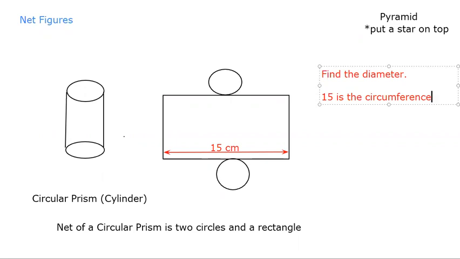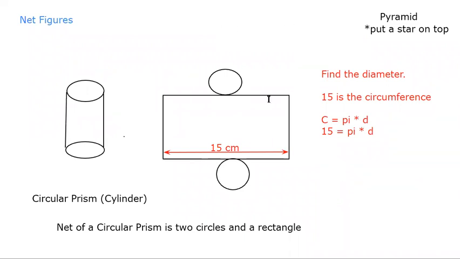So we know the circumference is pi times the diameter. So 15 equals pi times the diameter, just divide by pi. So the diameter is about 5, somewhere around there. 15 divided by 3.14, a little less than 5. You can use your calculator. These are the kinds of things you're going to have to do with these net figures.